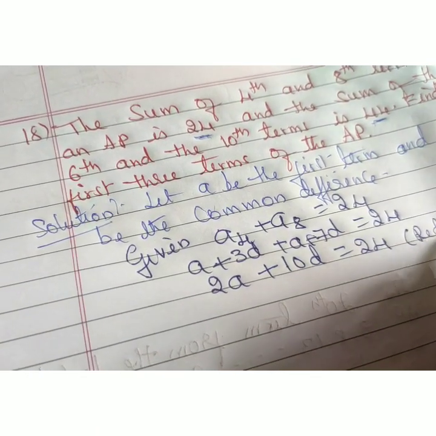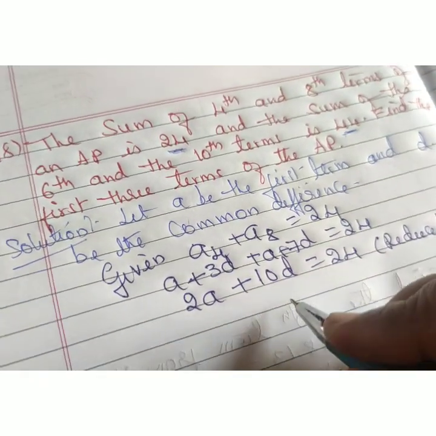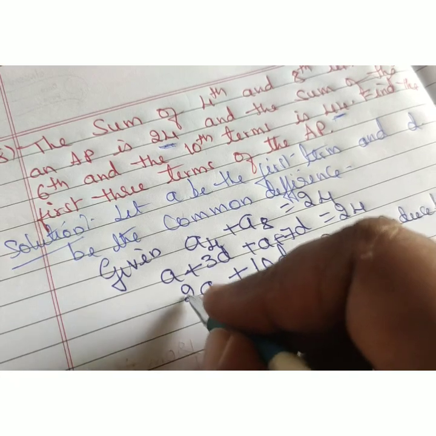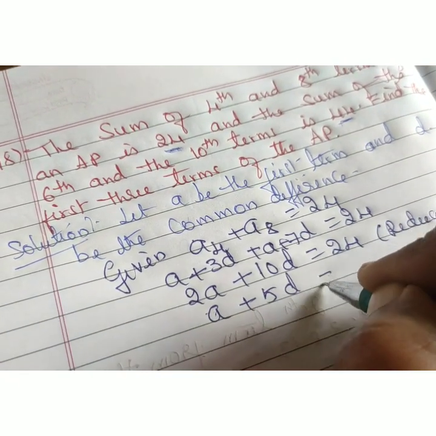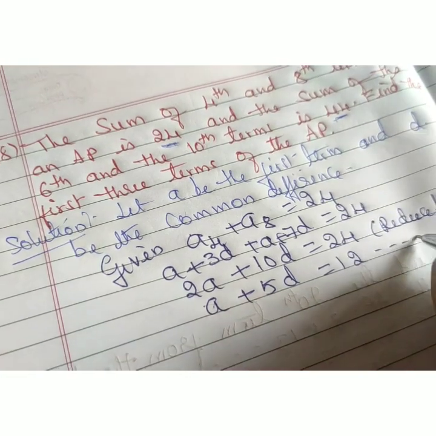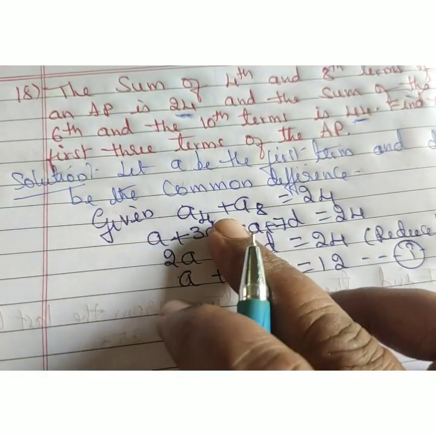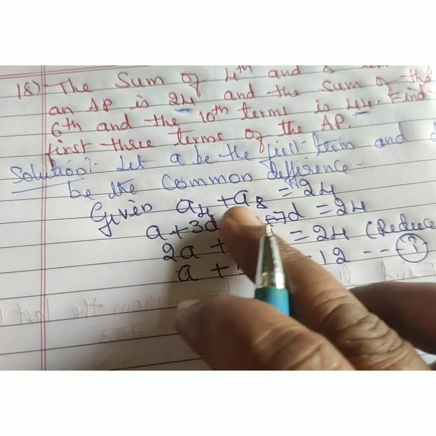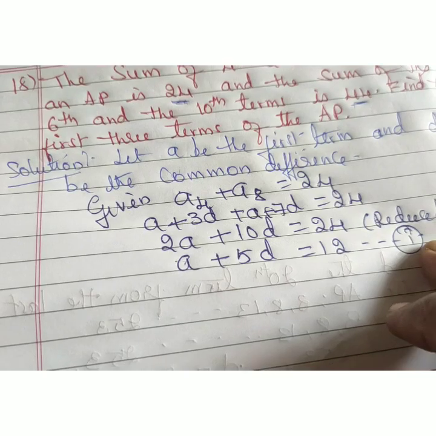Reduce by dividing by 2. So when you divide by 2, the 2 will get cancelled. This will be A plus 5D is equal to 12. Write this as equation 1. So with the given clue that the sum of the 4th term and 8th term is equal to 24, we have arrived at this equation.